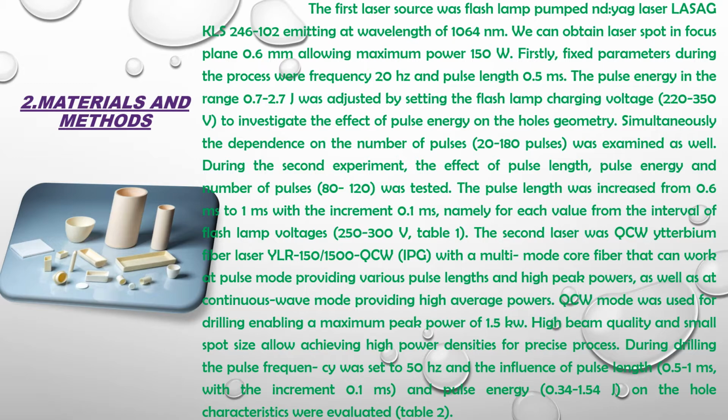The first laser source was a lamp pumped Nd-YAG laser emitted at a wavelength of 1064 nm. We can obtain laser spots in the focus plane of 0.6 mm, allowing maximum power of 150 watts. Firstly, fixed parameters during the process were frequency 20 Hz and pulse length 0.5 ms. The pulse energy in the range 0.7 to 2.7 joules was adjusted by setting the flash lamp charge voltage.